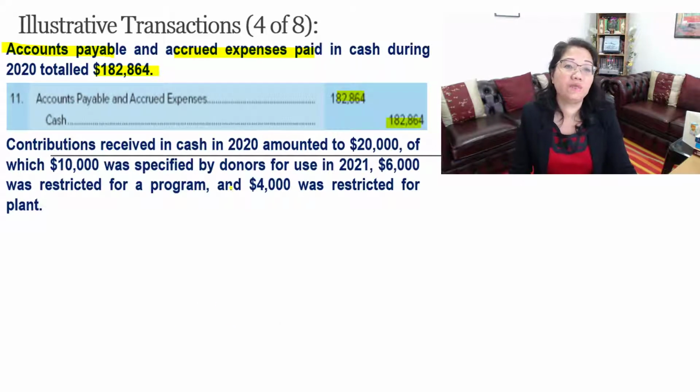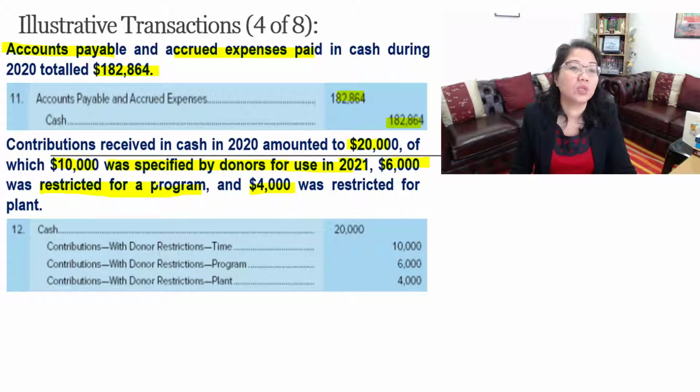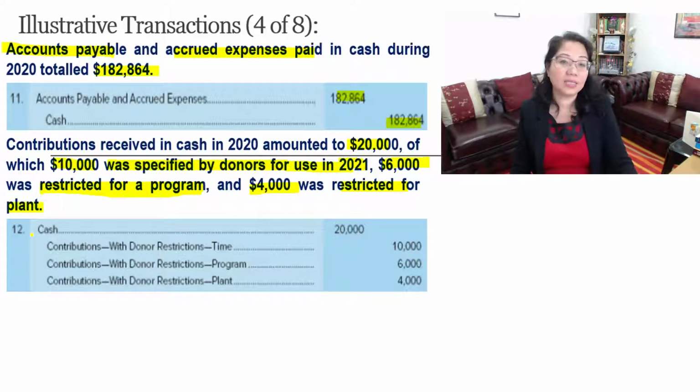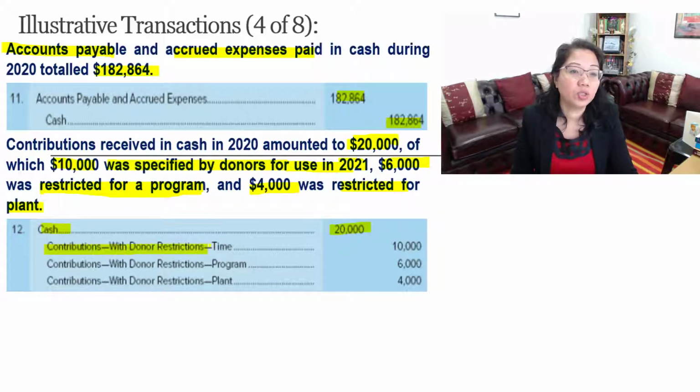Now, contributions received in cash in 2020 amounted to 20,000, of which 10,000 was specified by donors for use in 2021. So this is restricted by time. 6,000 was restricted for a program and 4,000 was restricted for plant. So we'll debit cash for 20,000, the full amount. We'll credit contributions with donor restrictions time, 10,000. Contributions with donor restrictions program is 6,000, and contributions with donor restrictions plant is 4,000.